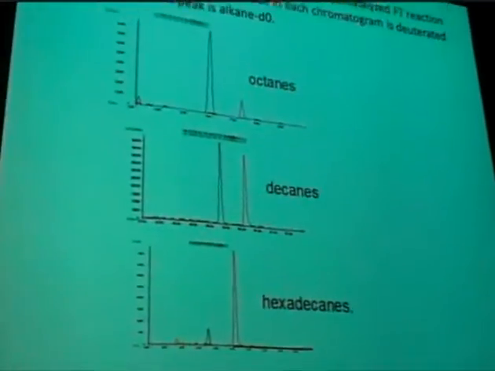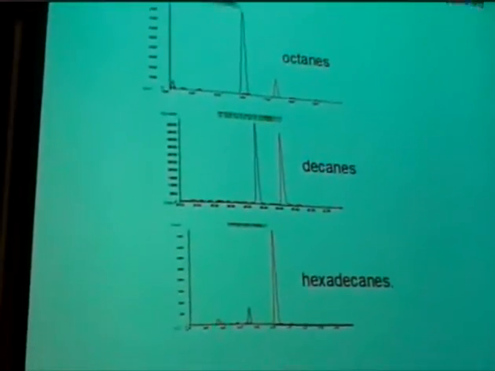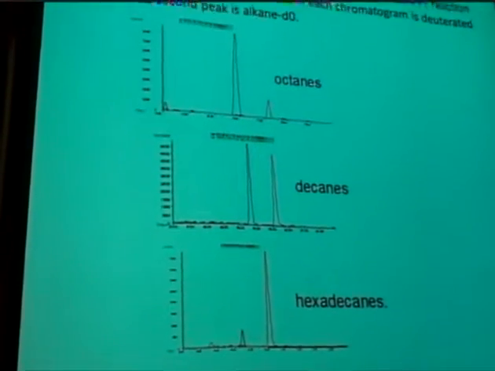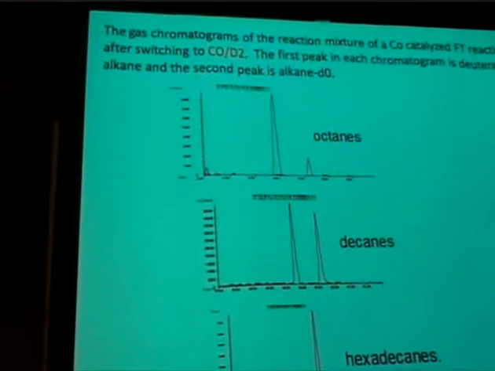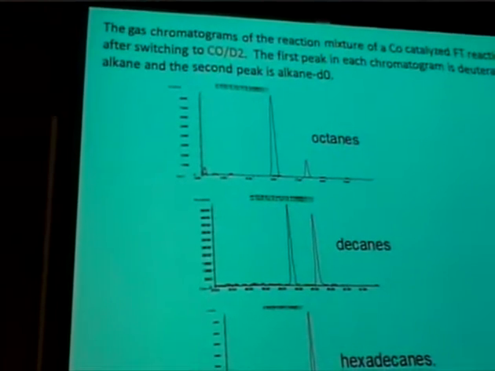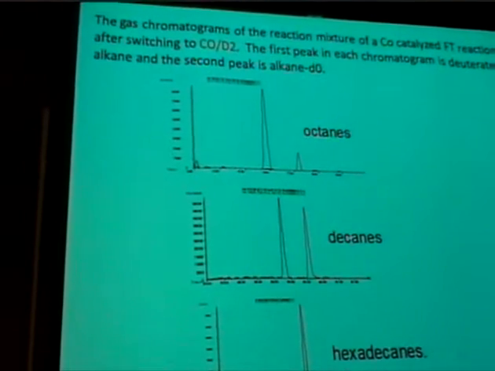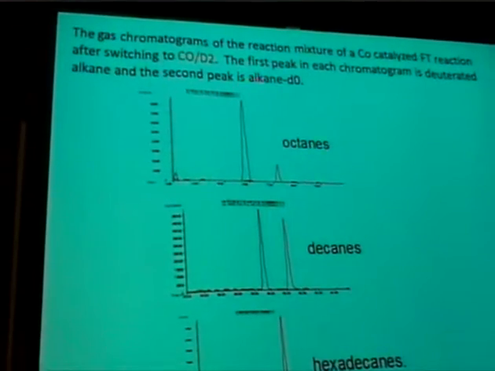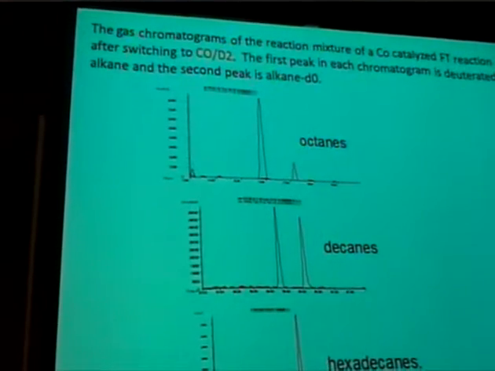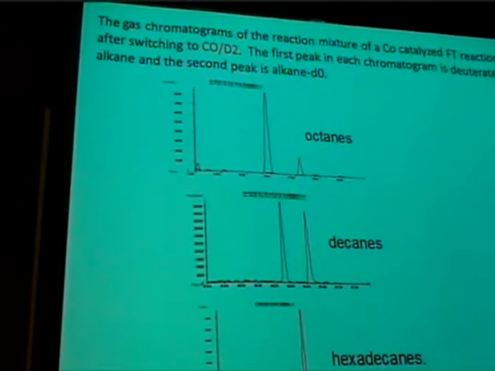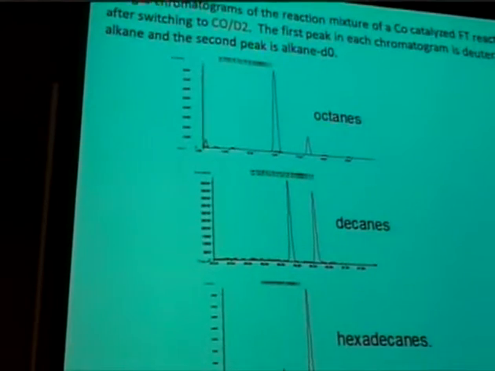We do have to worry about accumulation in the reactor. The first peak is the perdeuterated compound. The second peak is the hydrogen. You see, for octane, most of the product we're making when we switch to D2 is the perdeuterated compound. We go to decane. We have retention of decane in the reactor so that there are about equal amounts of deuterated and hydrogen decane.